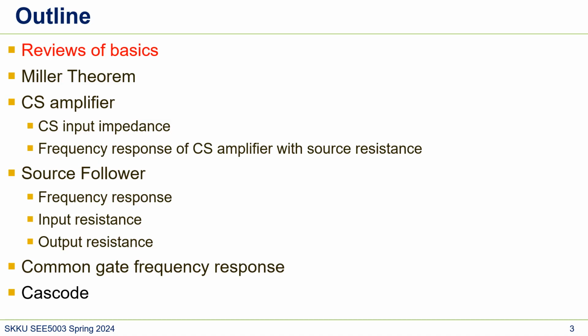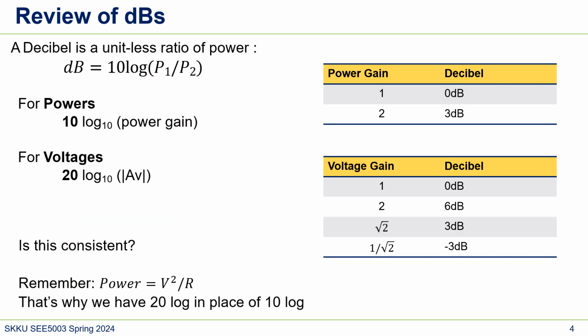Here's the outline. First, review some basics, and then we will do some frequency response calculation. First, review of dBs, decibels. A decibel is a unitless ratio of power, and is represented as 10 log base 10 of P1 over P2.